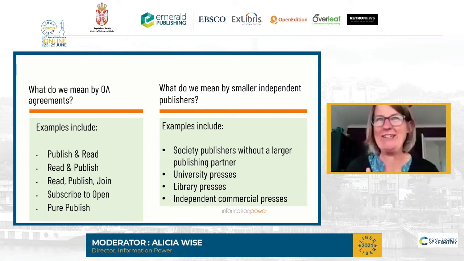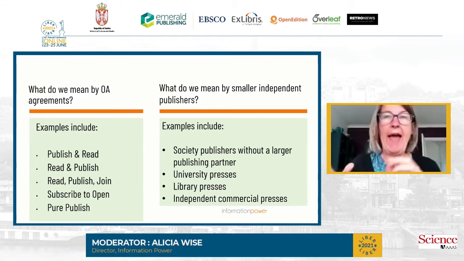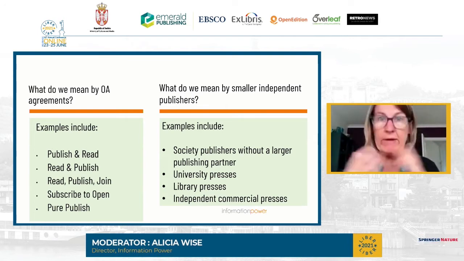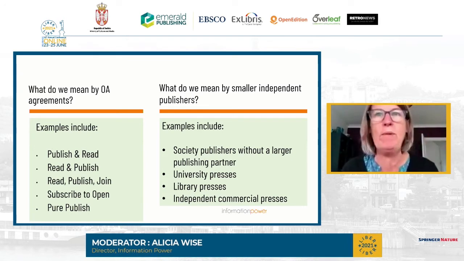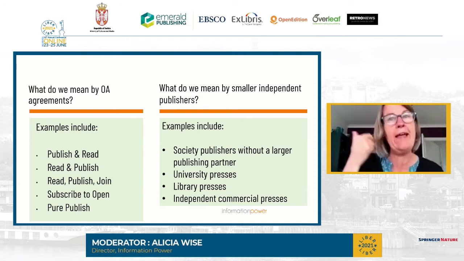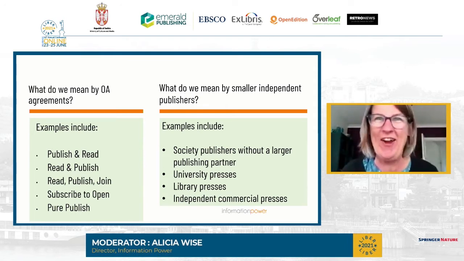So what do we mean by open access agreements during today's discussion? There are all flavors of open access agreements. You might have heard of publish and read agreements, or PAR agreements, sometimes known as read and publish agreements, read, publish, and join, or names such as subscribe to open or pure publishing agreements. What these all have in common is that they're agreements between a library or a consortium and a publisher, and they cover both read access to any content behind a paywall, but also the ability for researchers in your university or research institution to publish open access with that publisher. So both the read and the publish activities are covered under one contract.